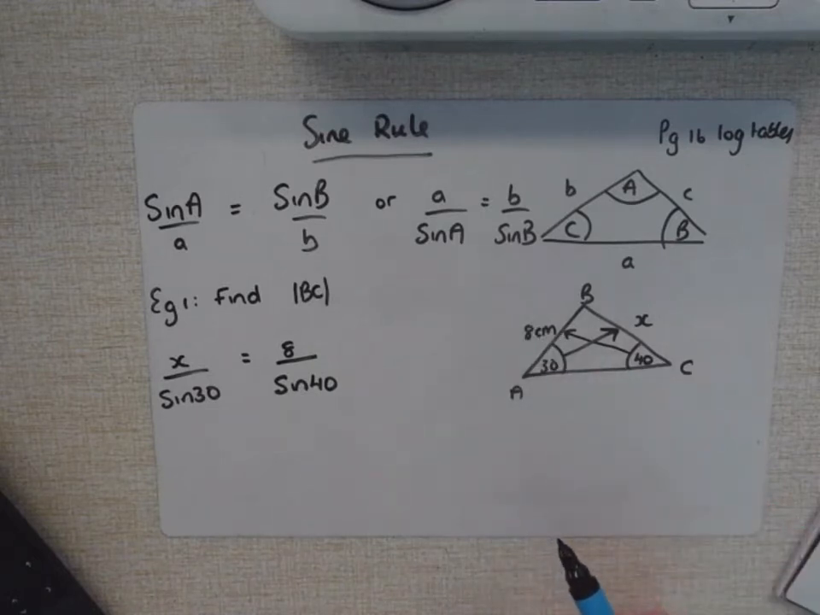Now, if you weren't given enough information to use the sine rule, you'd have to use the cosine rule, which we're going to do in a minute. So you can't just make it work. You have to draw your picture and see, do you have sides and angles opposite?